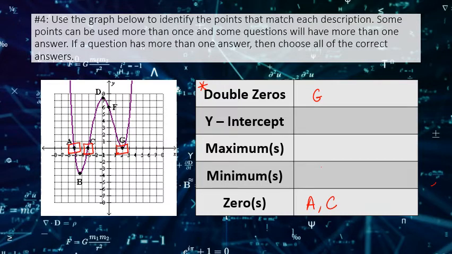All right, next thing we want to talk about is y-intercept. Y-intercept is where the graph crosses the y-axis. So I can see that I have a point right here that crosses through the y-axis, and that is at point F.